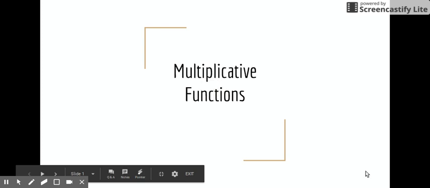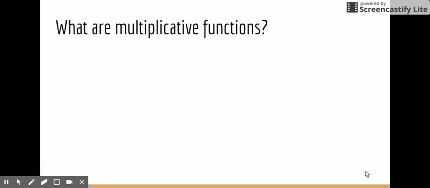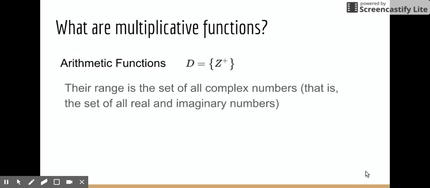Multiplicative functions are examples of arithmetic functions. Arithmetic functions meet the following criteria. Their domain is the set of positive integers. Their range is the set of all complex numbers. Arithmetic functions map positive integers to complex numbers.